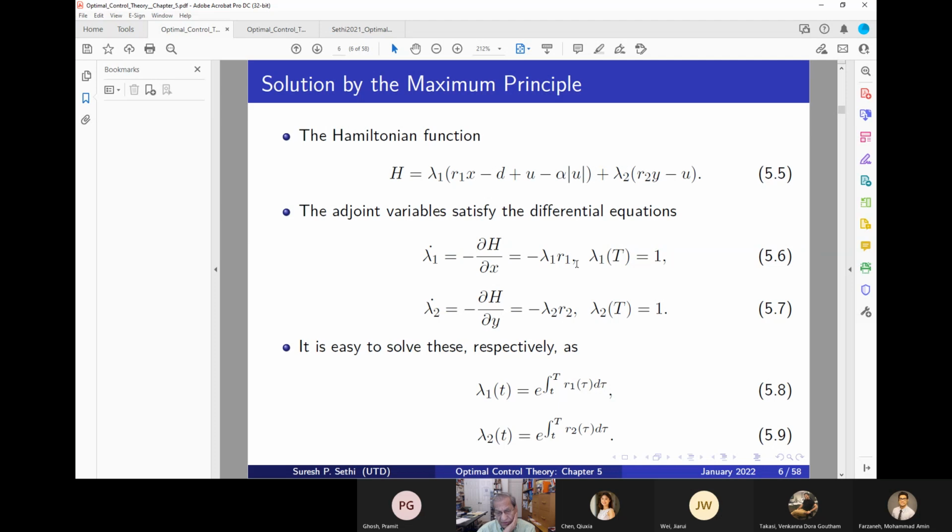And R1 can be a function of time. So I can easily integrate those equations. This is, by the way, the same as interest earned from t to T on $1, so that's that. And lambda 2 at T is also t to T with the security. So the meaning is very clear here.